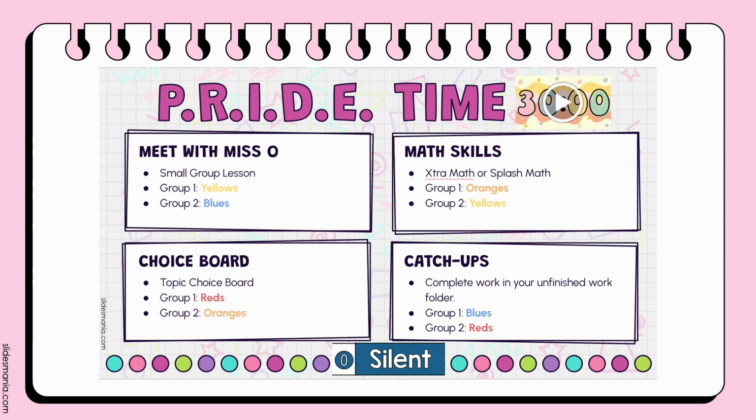On this particular day, my blues had to complete unfinished work and then meet with me for their small group time. The next day, they'd be practicing their math skills and working on a choice board that reflects what we are currently learning in math. With this method, I can meet with each group at least 3 to 4 times a week.